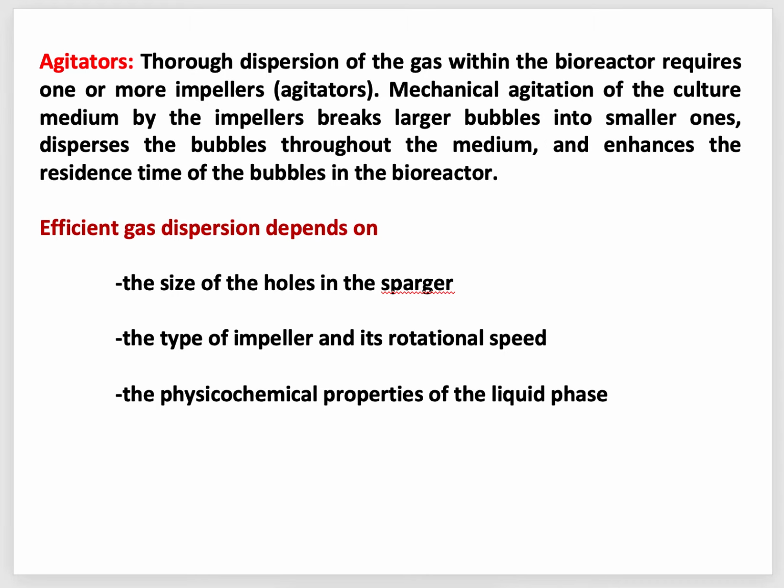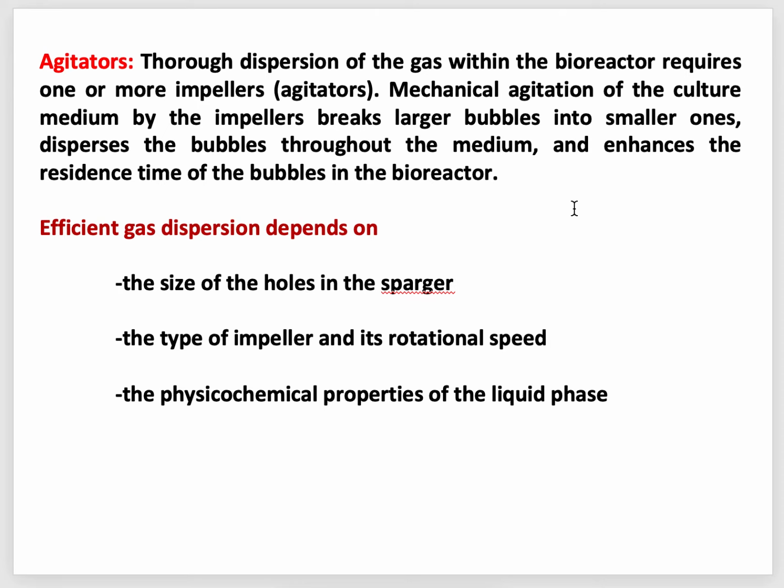Okay, then agitators. Again, you already know what agitators do. Agitators include the impellers; they're part of the agitators. Agitators are used to do the mixing. That means agitators are used for thorough dispersion of the gas within the bioreactor. To achieve this, usually a mechanical agitator is used. And the mixing is not the sole purpose of the mechanical agitator. They do another important task.